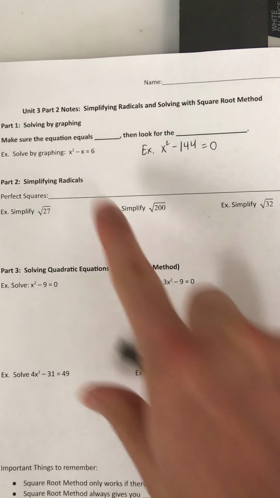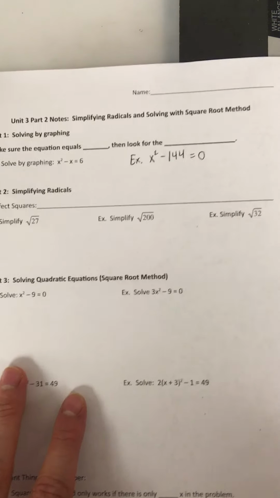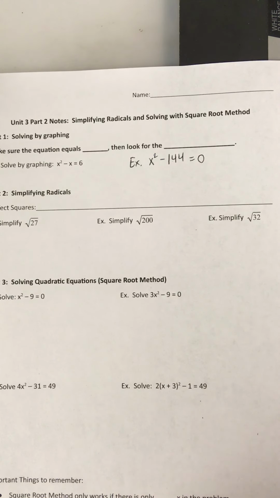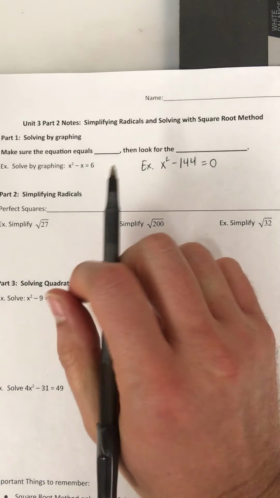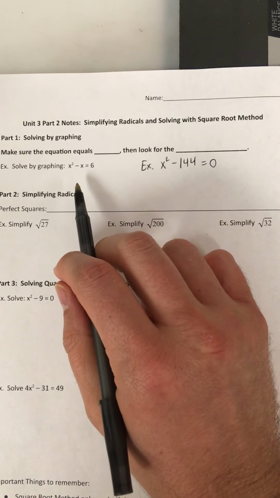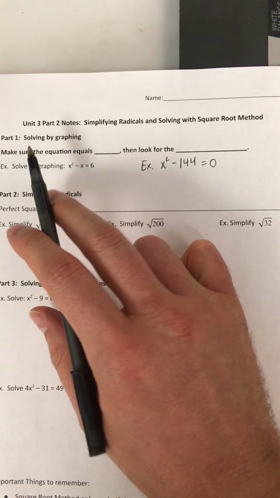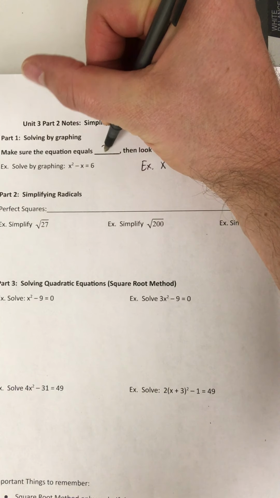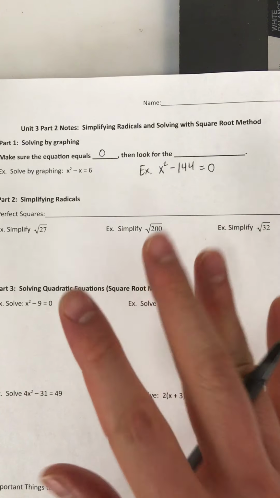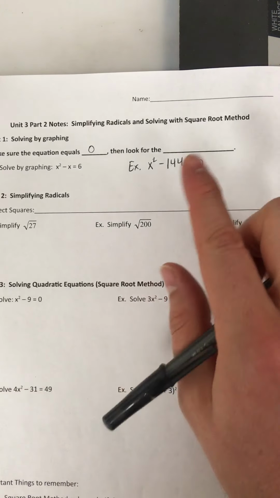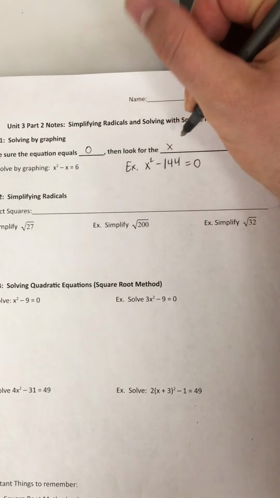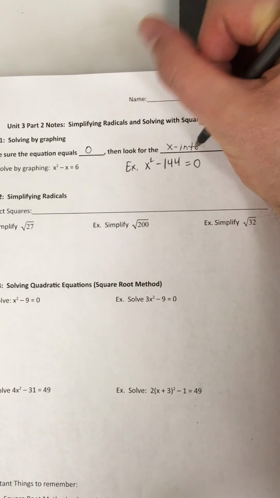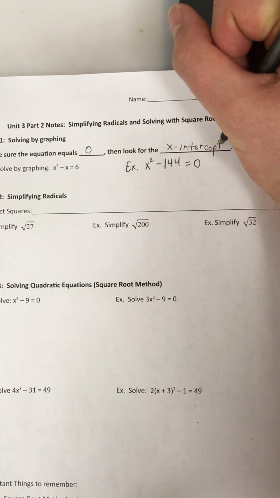So we're going to start with solving by graphing. If, instead of factoring, you want a quick way to find the solution to these quadratic equations using your graphing calculator, you want to make sure the equation is equal to 0. If it doesn't equal 0, get it equal to 0. Then you graph it and you look for the x-intercepts. You look for where that graph touches the x-axis.